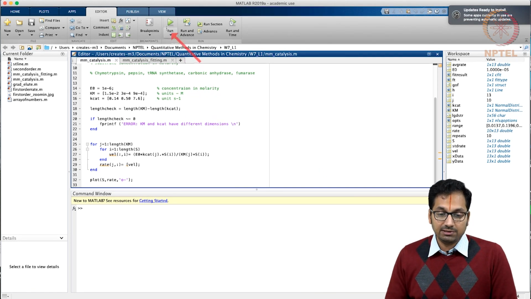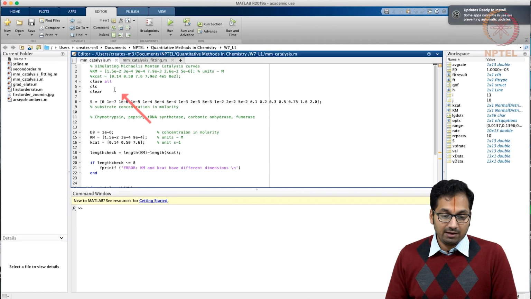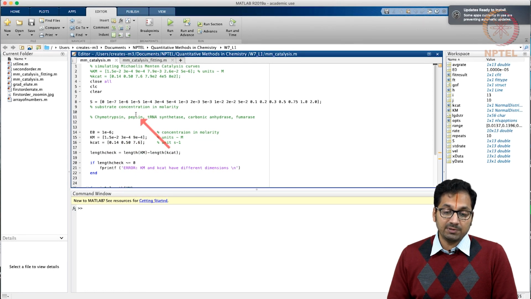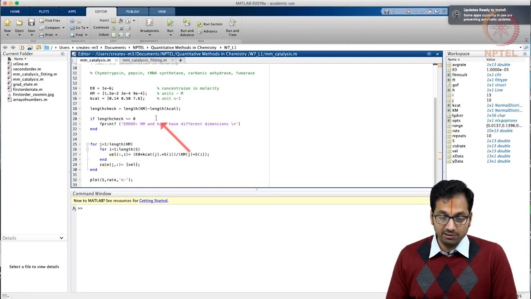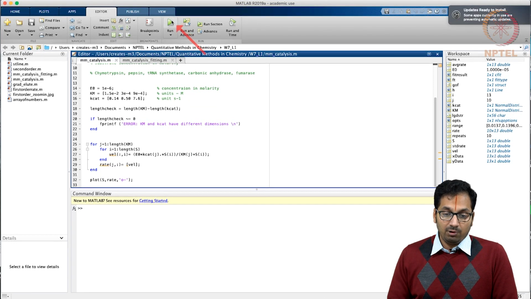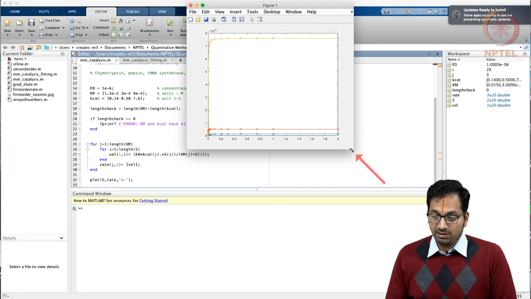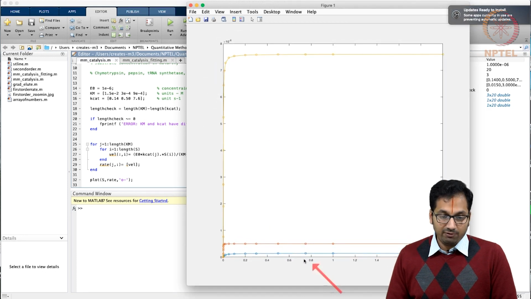Let's repeat the simulation that we did in the last class, where I have a bunch of substrate concentrations, and these were simulated with 3 different Kms and Kcats for chymotrypsin, pepsin and tRNA synthetase respectively. And what did we see? Let's resimulate it. We see 3 different colors here, one for chymotrypsin in blue, the pepsin in red, and in orange the tRNA synthetase. Now that we have obtained this, it is just a simulation.